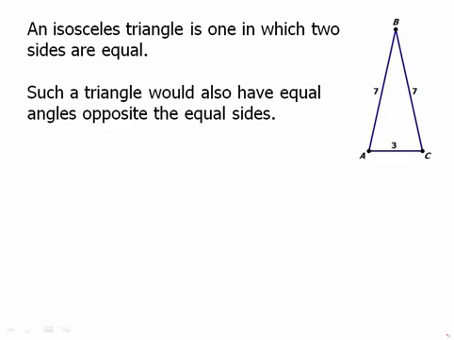Now, it happens to be true, if the two sides are equal, then it must be true that the angles opposite those sides are also equal. So those would be these two angles here. They would have to be equal.